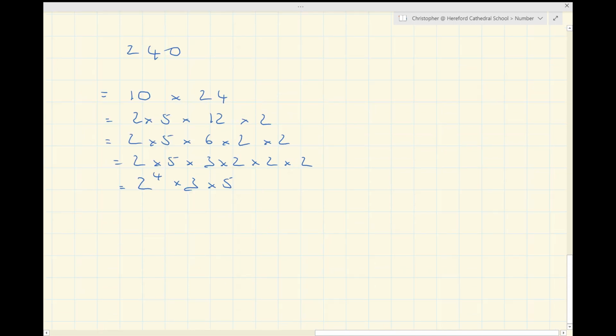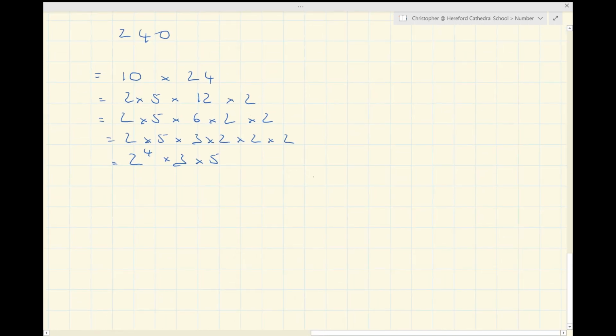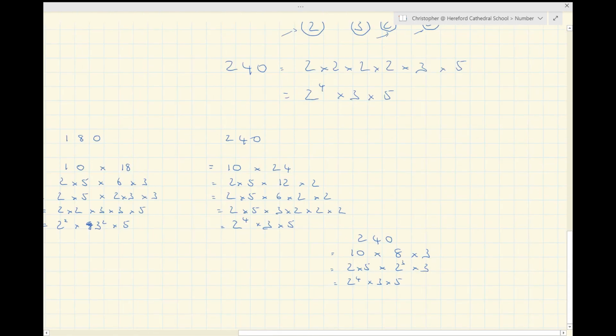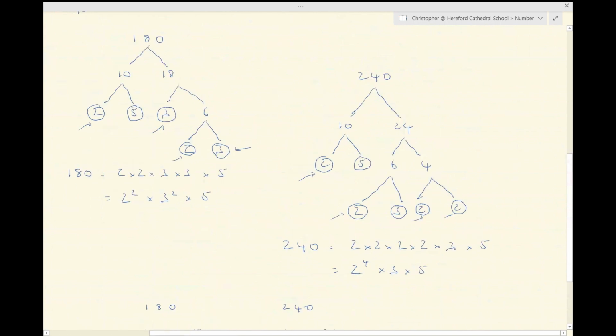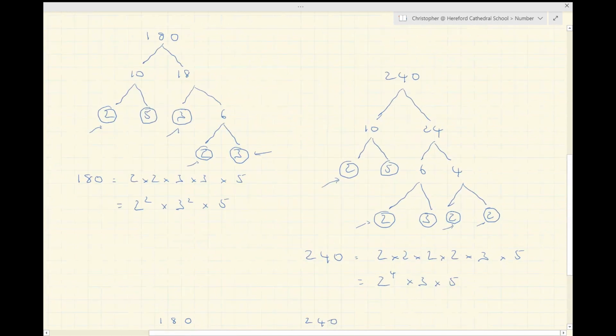Now the nice thing about doing it this way, I think, is that you can take 240, for example, and I can say, well, I know that's 10. Now 24, I know that's 8 threes. And then if you know 10 is 2 times 5, well, I know that 8 is 2 cubed already, times 3. So that gives me 2 to the power of 4 times 3 times 5. I kind of like this way because you can be a bit more flexible. But if you want a fail-safe method, then probably the factor trees is your answer.